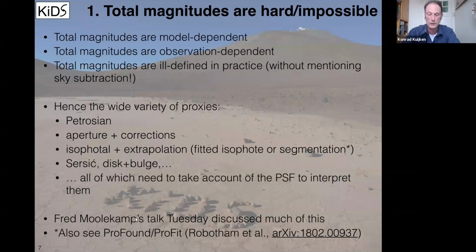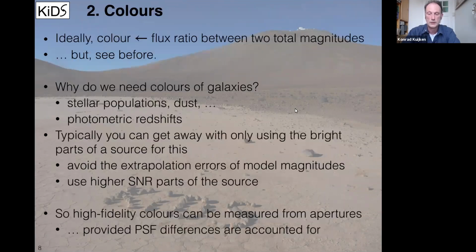Many of these issues were dealt with nicely in Fred Mannucci's talk on Tuesday. And also, while I'm here, I'd like to give a shout out to people who like to use segmentation maps. There's this very nice code from Robotham et al. called ProFound and ProFit, which is a much more sophisticated way than SExtractor of turning an image into segmentation maps. All right, so that's all I'm going to say about total magnitudes. It's something that often you may think you want, but you actually don't want. And often you may think you've measured them, but actually they're very hard to measure accurately.